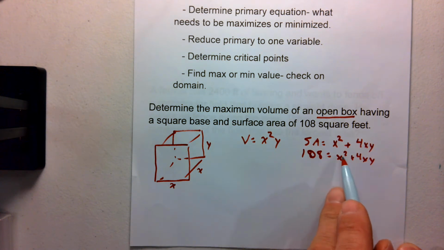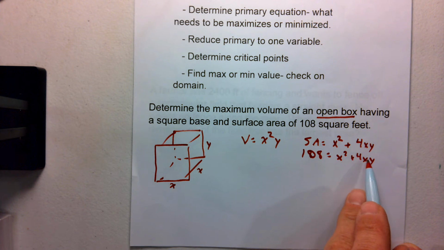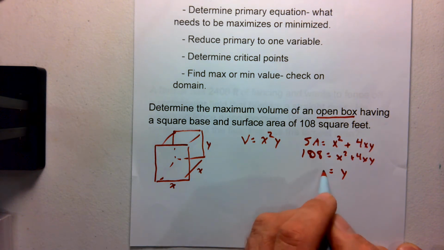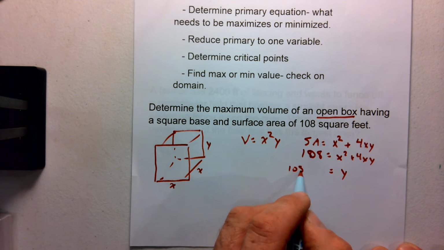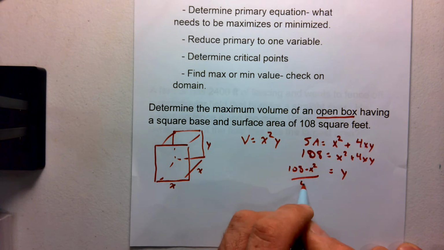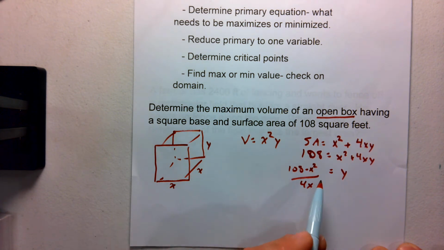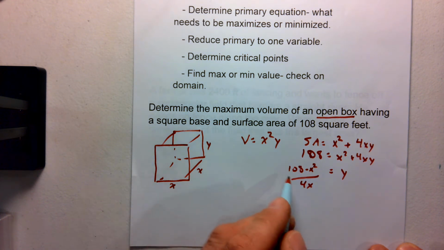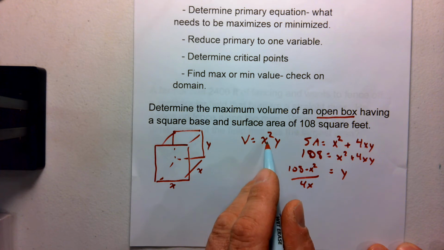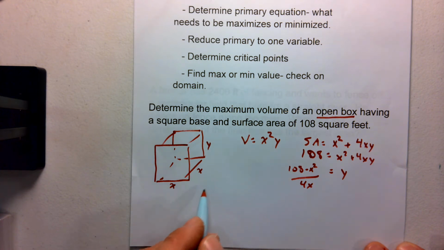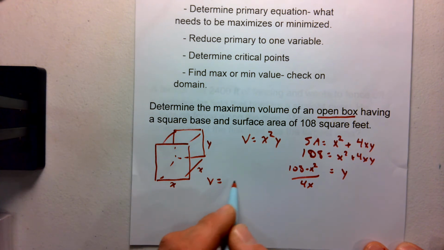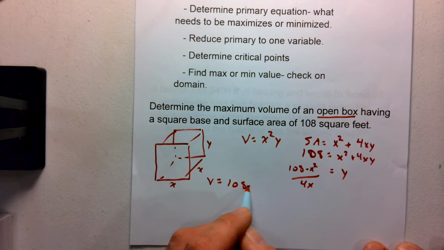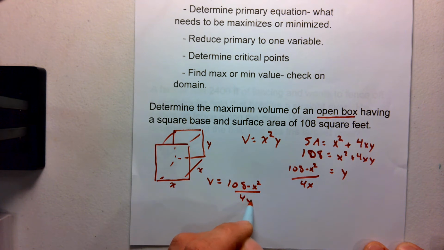So what I can do is go ahead and get this equation into terms of x, solving it for y. So y is going to equal 108 minus x squared, divided by 4x. I can take this information now and plug it into my volume equation, and that's going to reduce this two-variable equation into a one-variable equation. So my volume is going to equal 108 minus x squared over 4x, times x squared.